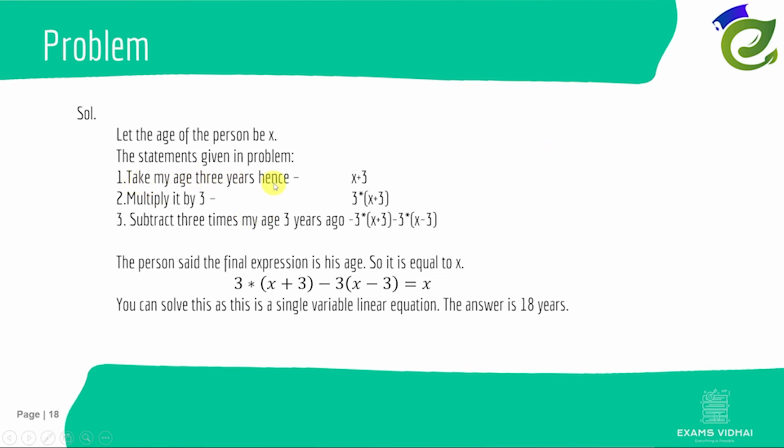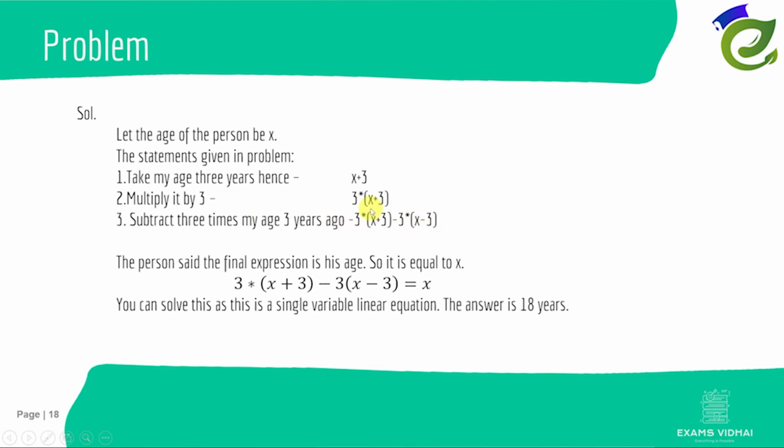Take my age 3 years hence. Hence means 3 years more than the current age, which is x plus 3. Then he said multiply it by 3. So 3 into x plus 3. Then subtract 3 times my age 3 years ago. Current age is x, 3 years ago is x minus 3. Subtract 3 times, so 3 times into x minus 3.